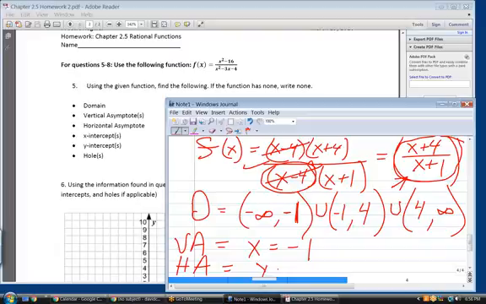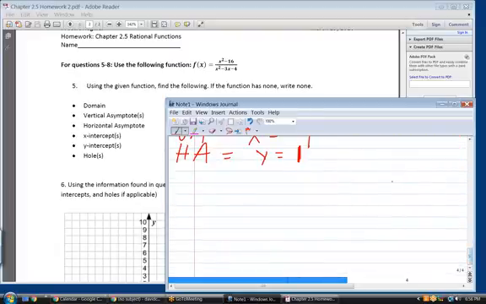What's the horizontal asymptote? The horizontal would be 1. Y equals 1. Always remember your asymptotes are equations of lines. They're not a point. So it's not just 1, it's the line y equals 1, or the vertical line x equals minus 1. Now, our equation is x plus 4 over x plus 1. That's f of x.